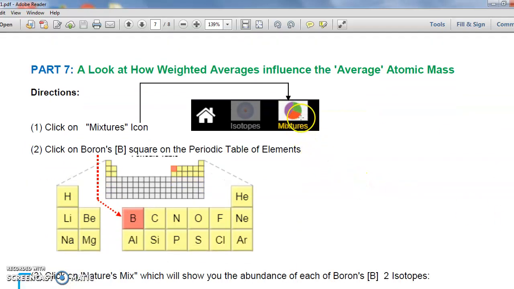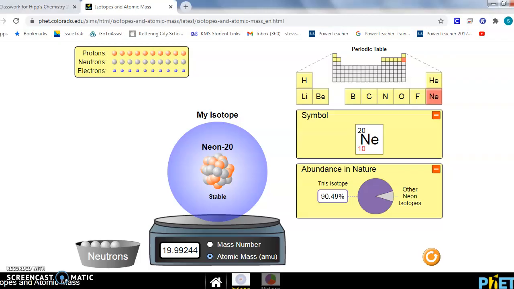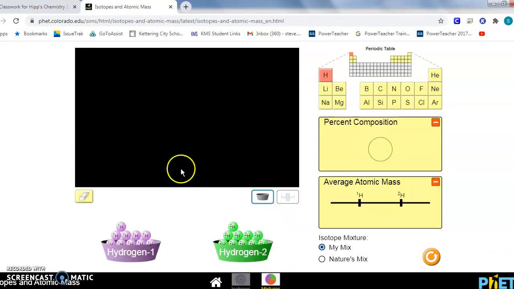We're going to go to the mixture part of the simulation. So we'll come back here on the simulation. And if you click right down here at the very bottom, click on the mixture, and it'll take you to the mixture portion of the simulation. On this part of the simulation, you're going to be seeing how the abundance of the different isotopes can impact the average atomic mass for that atom.